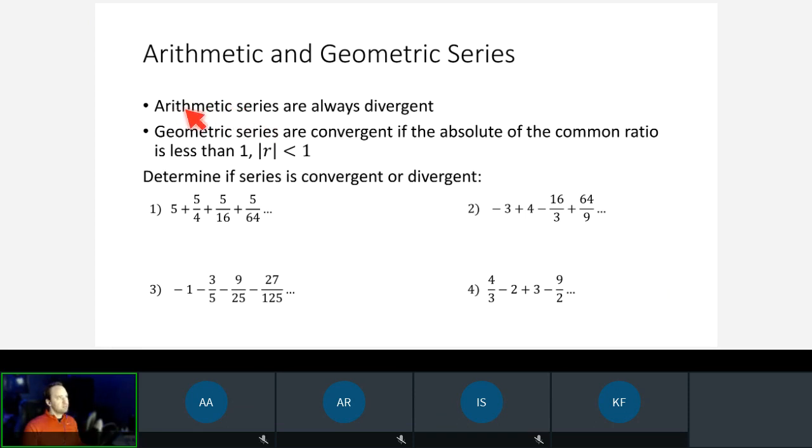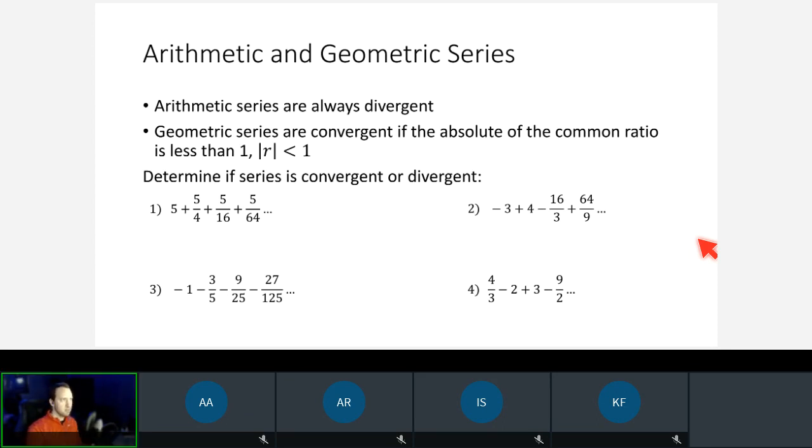So an arithmetic series is always divergent. Let's talk about what the words divergent and convergent mean. Divergent, the vocab word to diverge, simply put, it goes away, right? It travels away from. So a series that is divergent will go to infinity or negative infinity. It doesn't approach any number. That's what divergent is.